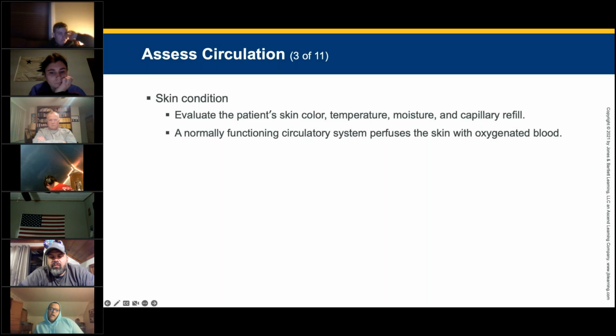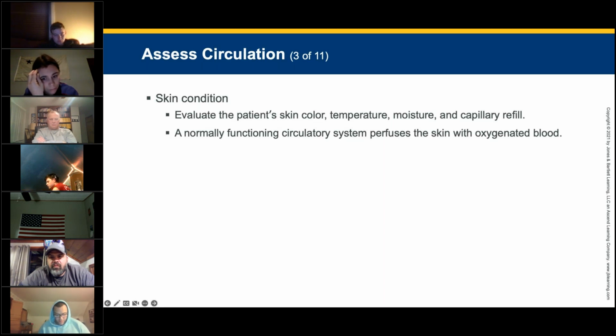The skin condition. Evaluate their skin color. Is it gray? Is it yellow? Is it red? What does it look like based on their norm? Evaluate their skin temperature, hot or cold. The skin moisture. Are they profusely sweating? Are they clammy? Capillary refill.